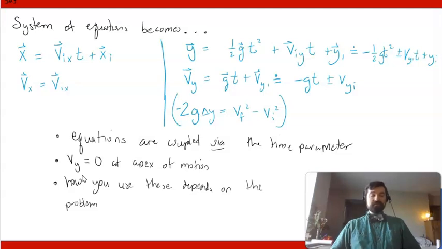And again, I'd like to reiterate that how you use these equations, how you use these bits of information, all depends upon the problem that you're trying to solve. So let's go ahead and work maybe one example for this topic.